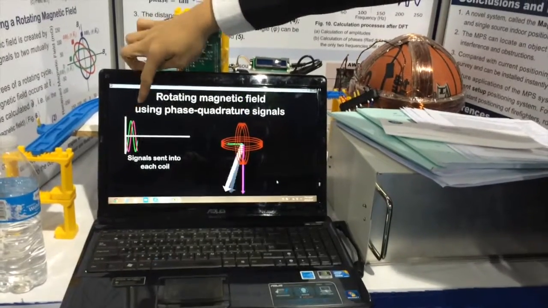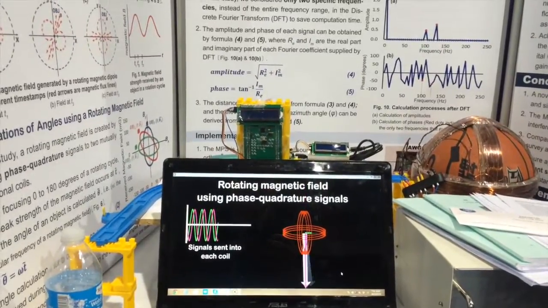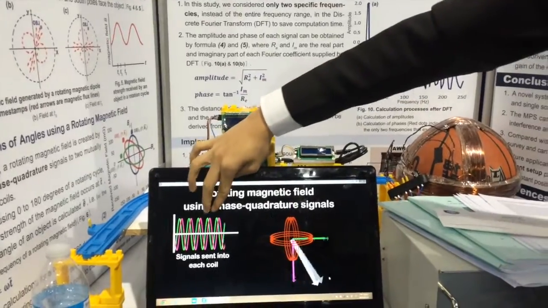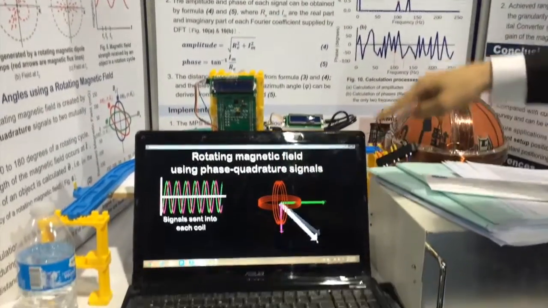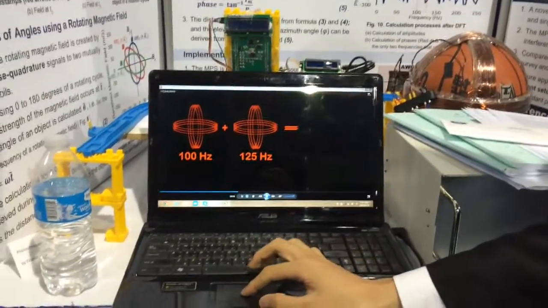This is the signal sent into the coil, so it has a 90-degree phase quadrature. The phase difference is 90 degrees, and it is able to generate the field to rotate.